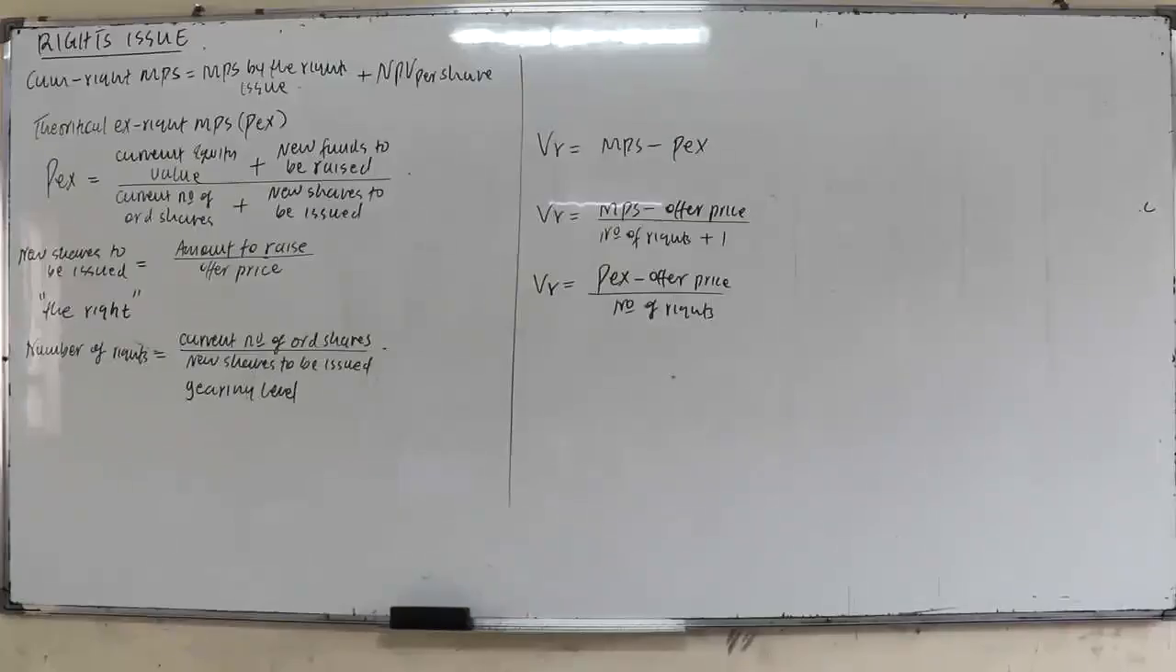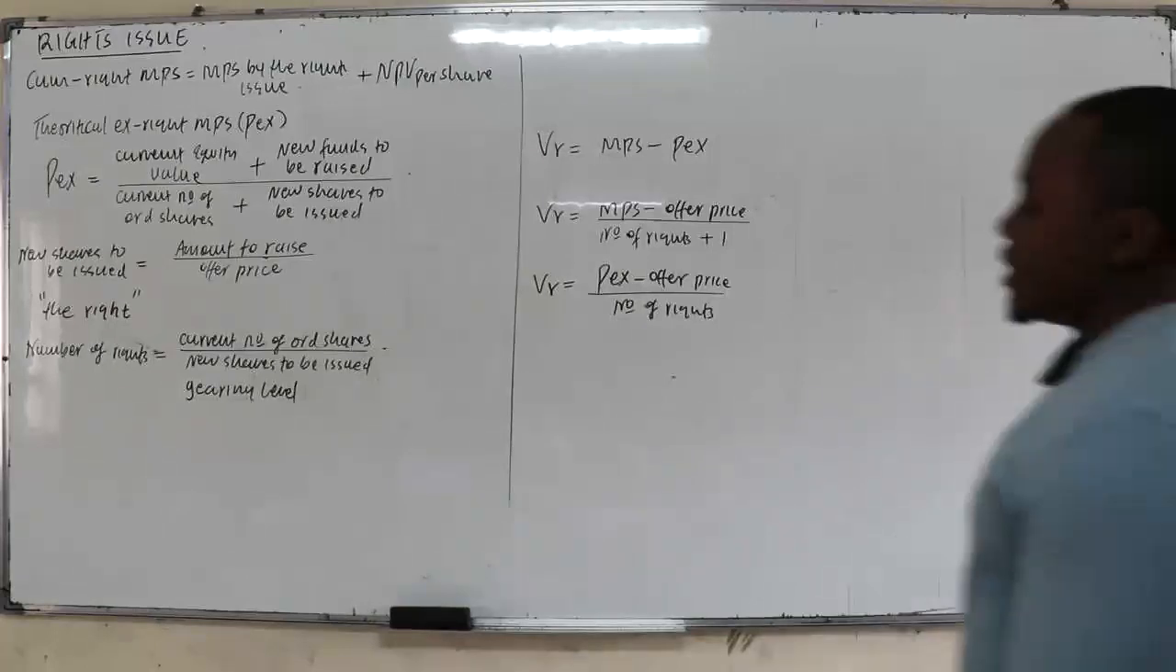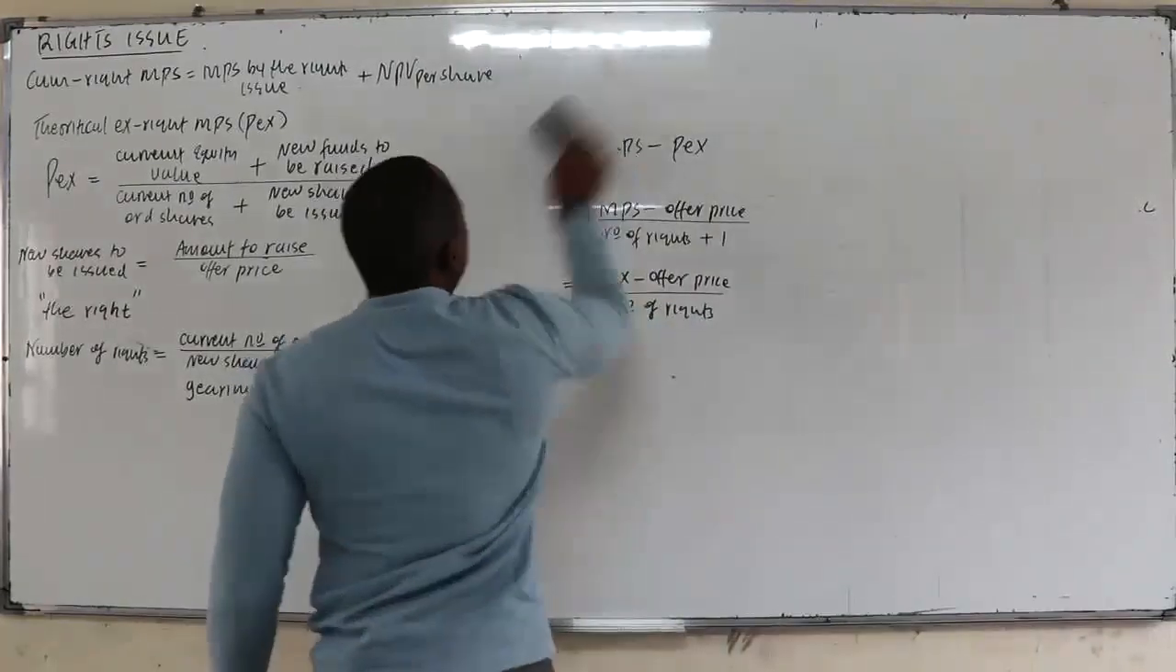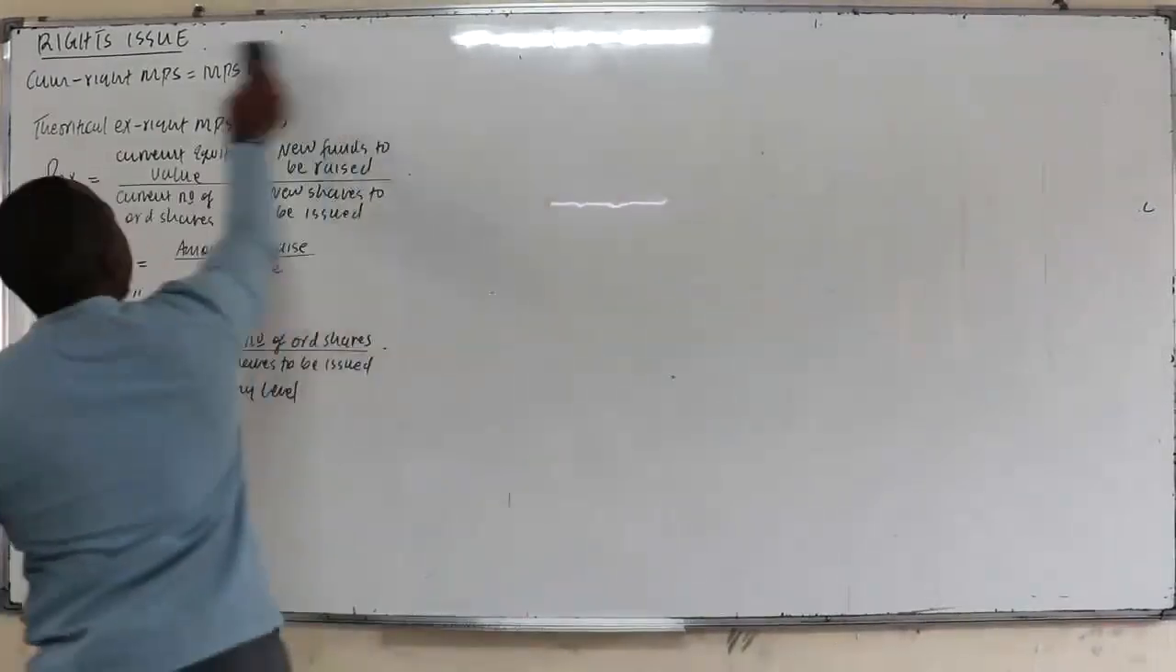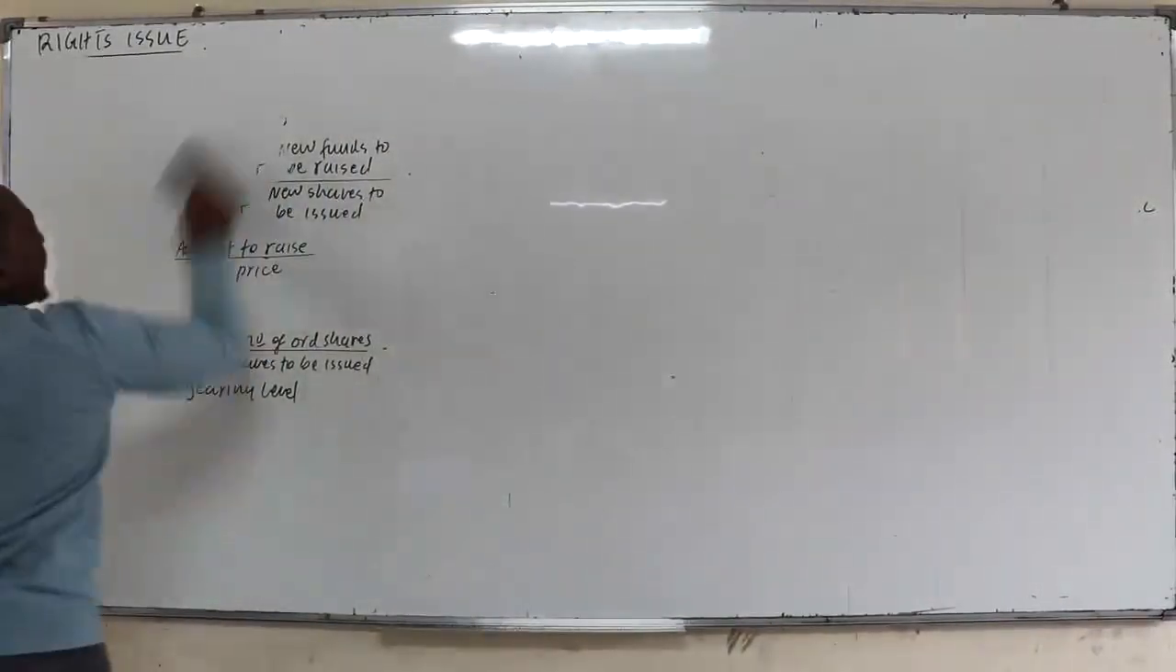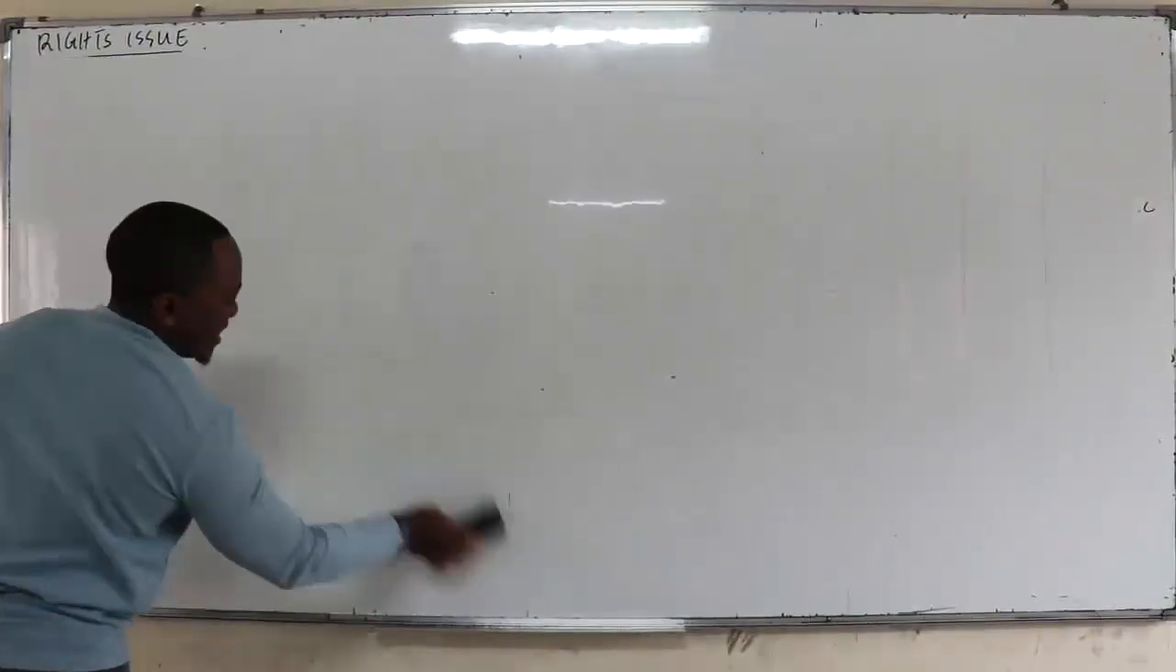Another disadvantage. If the shareholder ignores the rights issue, his percentage of ownership reduces. So those are some of the advantages and the disadvantages.